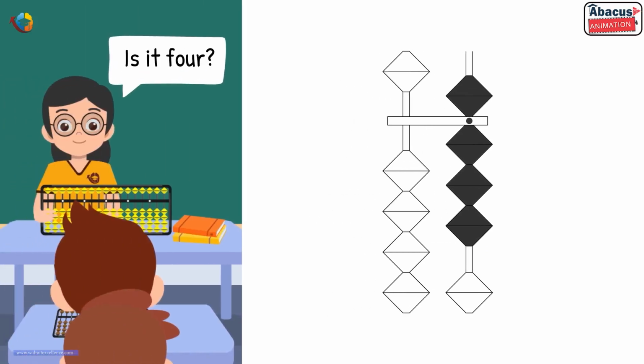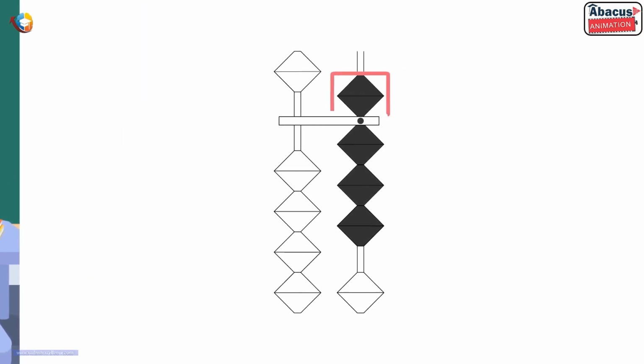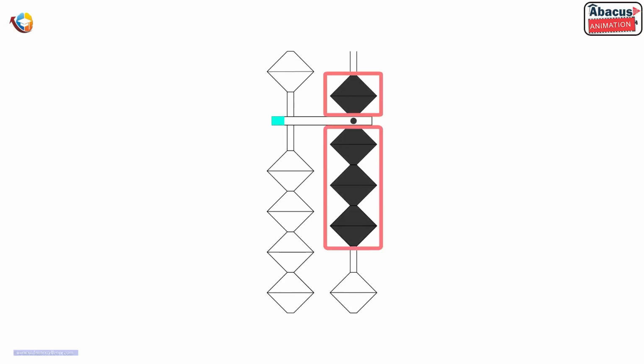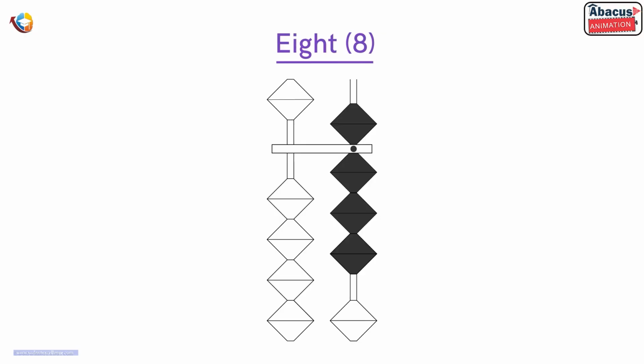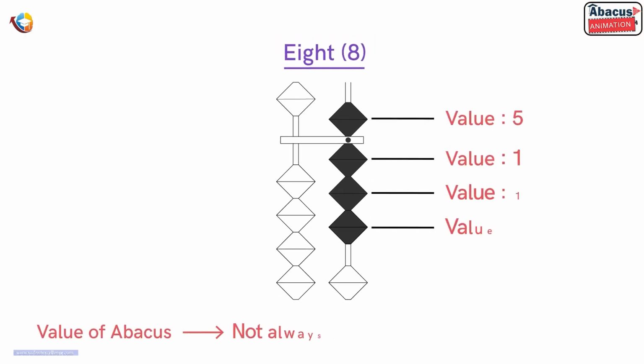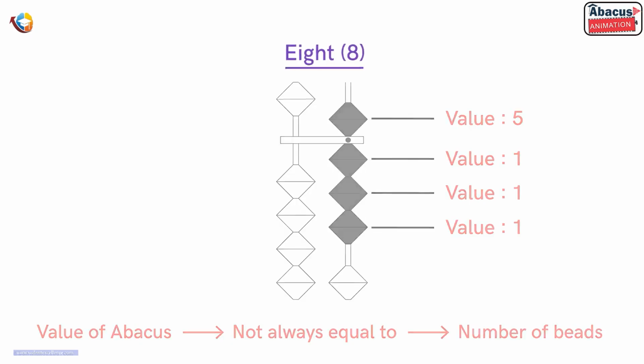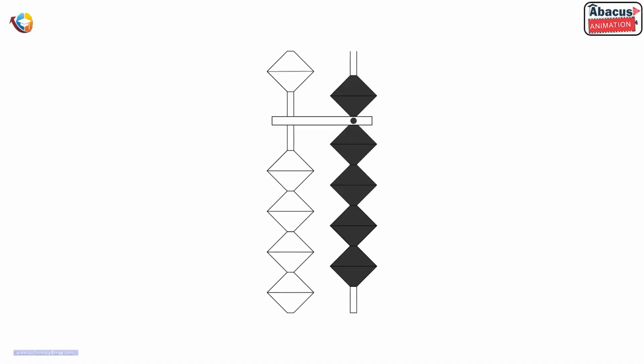And what's the value of abacus here? Is it 4? No. The upper bead and the 3 lower beads are touching the center bar. The value of abacus is 8. Children, it's not necessary that the value of the abacus will be the same as the number of beads. Always count the numbers according to the value assigned to each bead. Okay? Let's move on to our last sum.